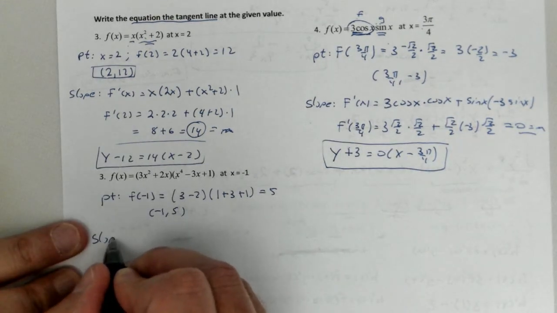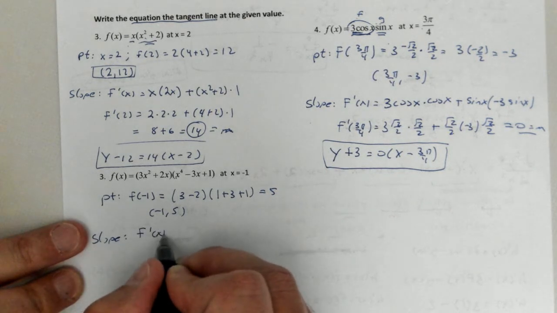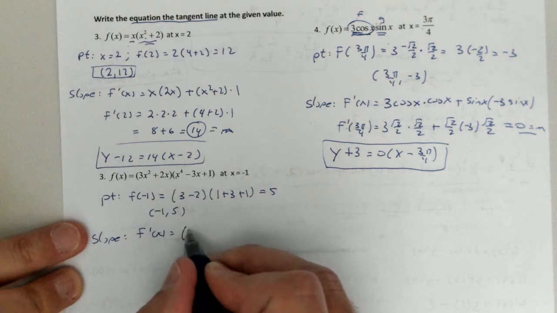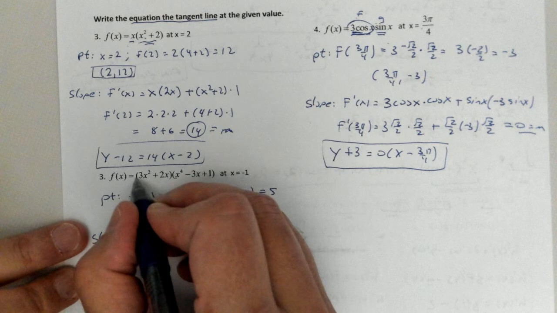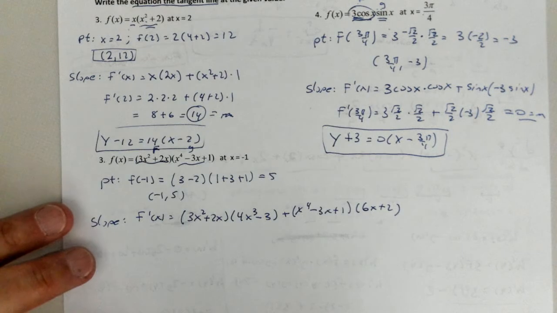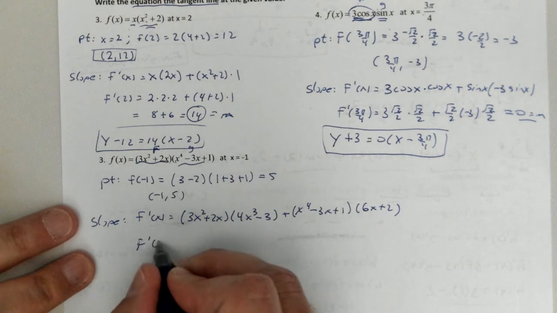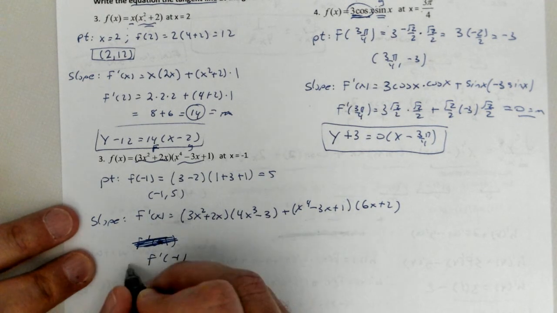To get our slope, we need the derivative, f prime of x. And again, I'm going to use my product rule. So if this is f, this ours. Taking the derivative, plug in the 1, plug in the 1. Let me rewrite that again. F prime of negative 1 to get our slope.